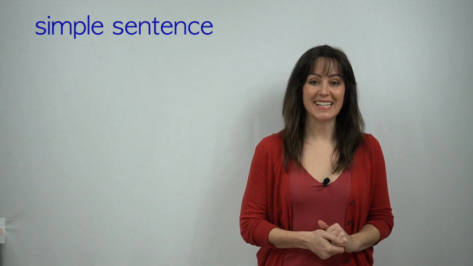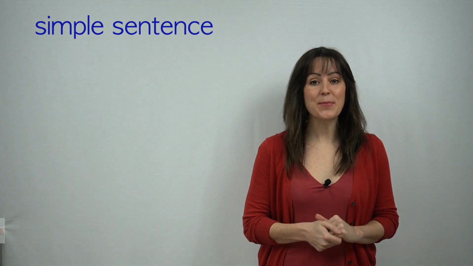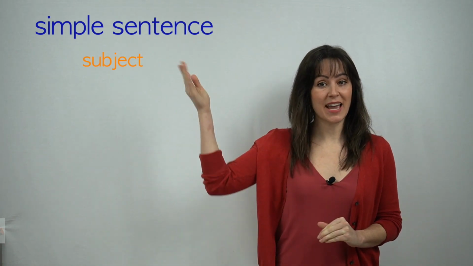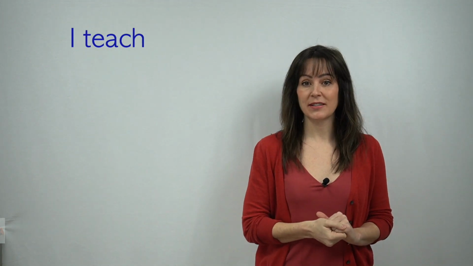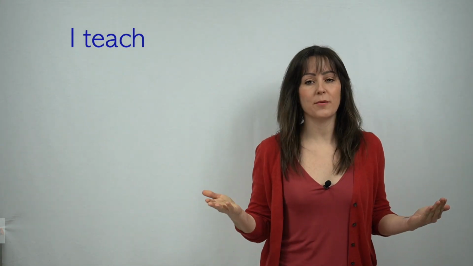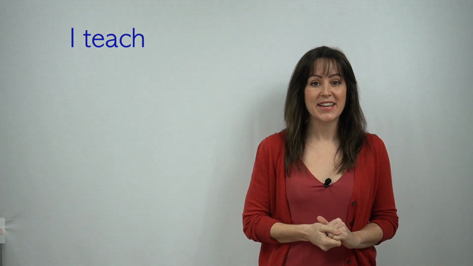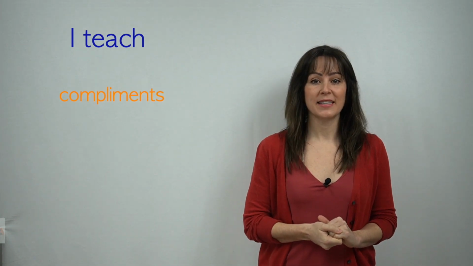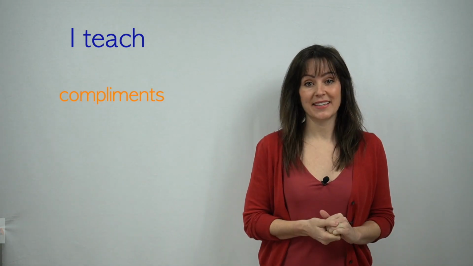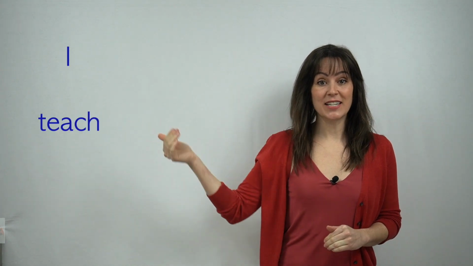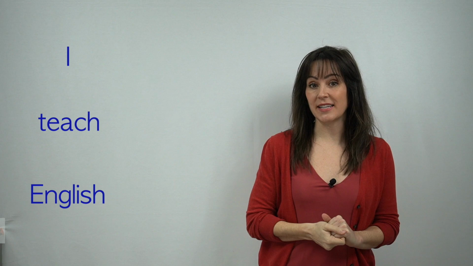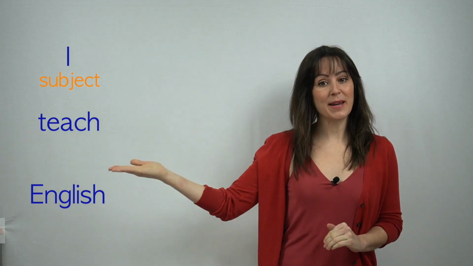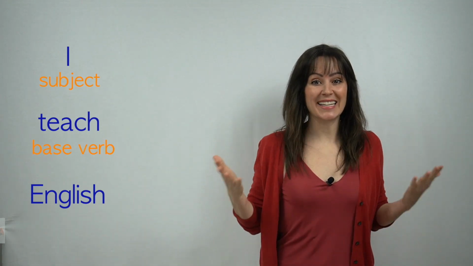Let's learn. Do you know how we form a simple sentence in English? The simplest sentence has a subject and a verb, like this: I teach. But we usually do add more information to our sentences. So they also have complements. So let's add something. I teach English. Now you know the structure to form the simple present. Subject plus base verb. It's that easy.